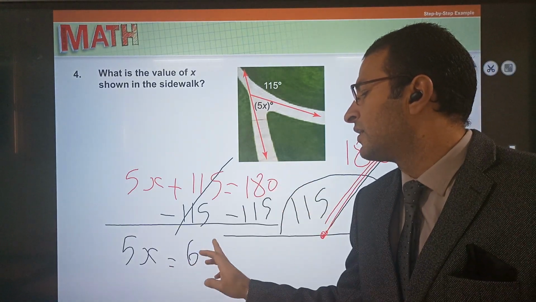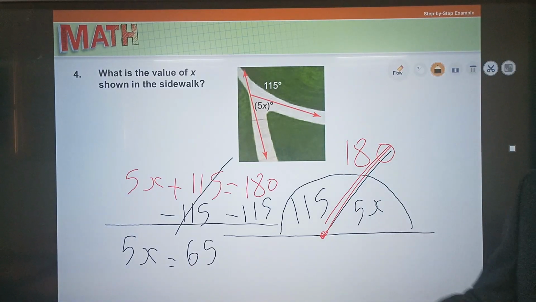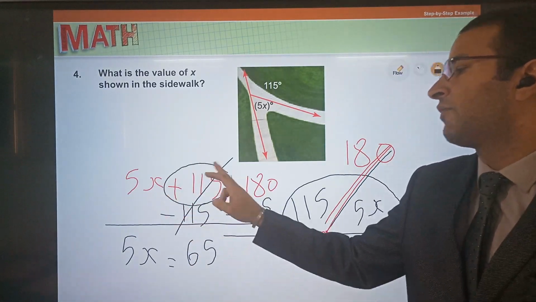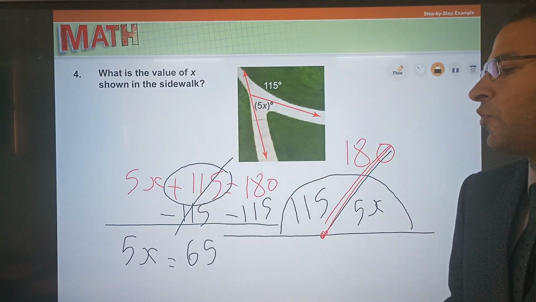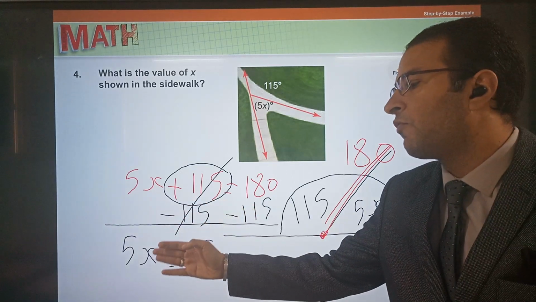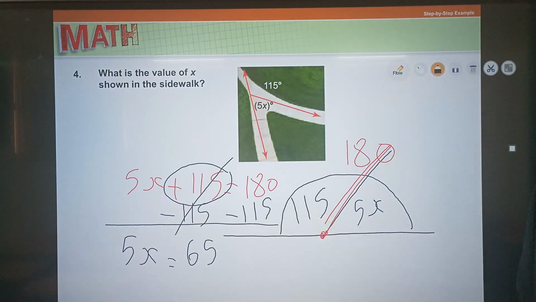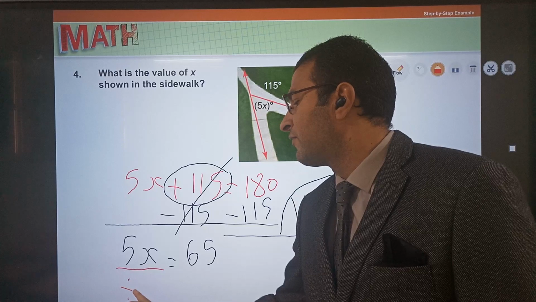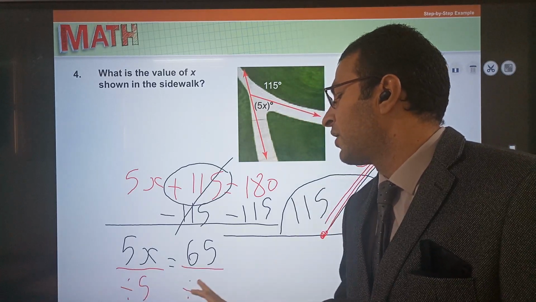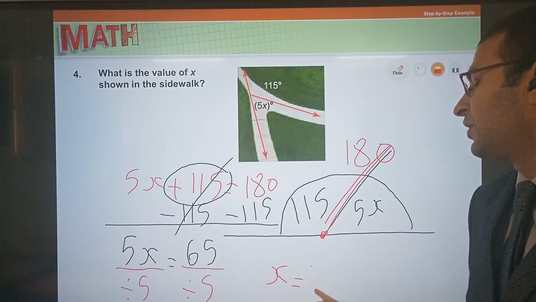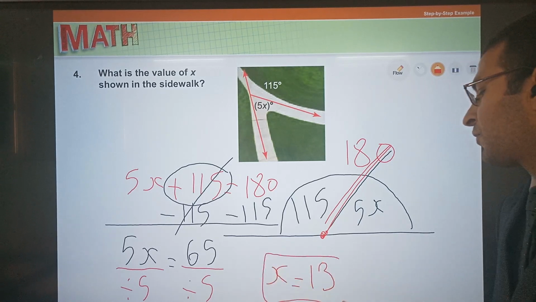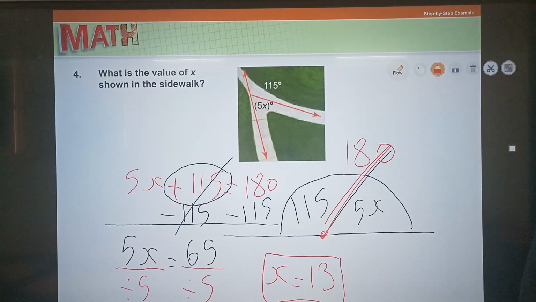It will be equal to 65. Again, we cancel the 115 on both sides by subtracting 115 from both sides. We have the equation now: 5x equals 65. How can I cancel the 5 here? Because the 5 is multiplied, I need to cancel it by division. So divide the left side by 5 and the right side by 5. So x will equal what? It will be equal to 13. 65 divided by 5 gives me 13.